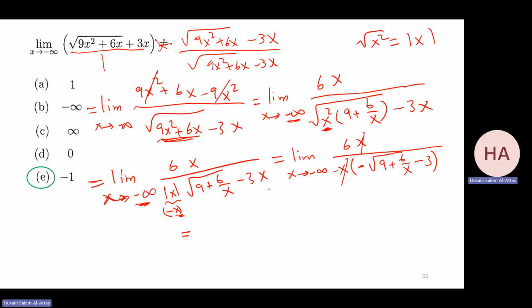Now I can distribute the limit. This will go to 0. 6 over infinity, minus infinity or infinity, who cares? 0. Then it will be 6 over minus 3 minus 3, which is minus 1, which is this one.